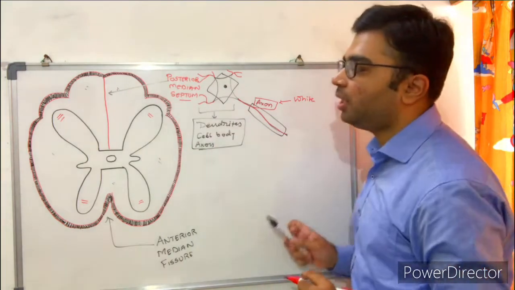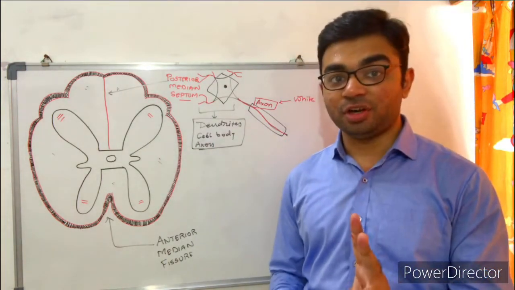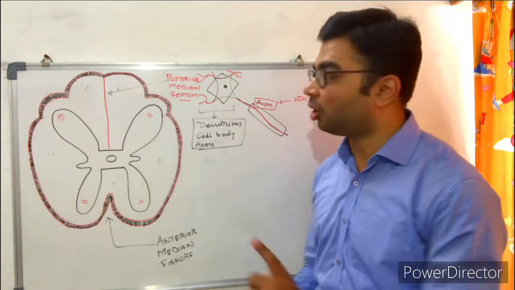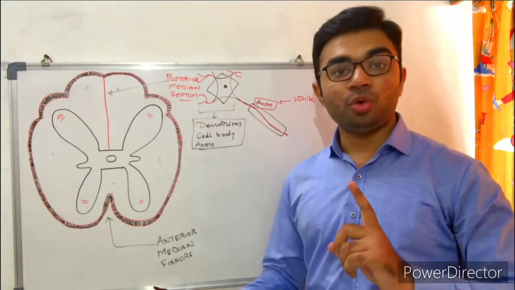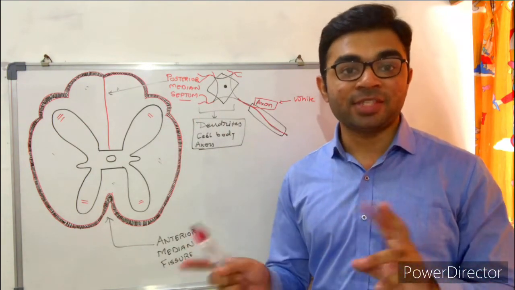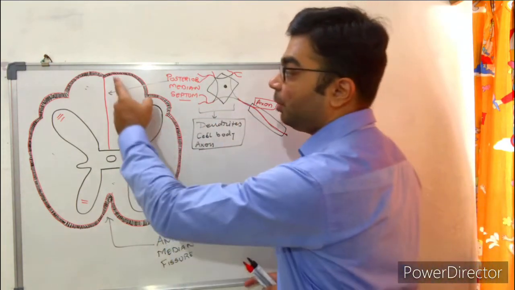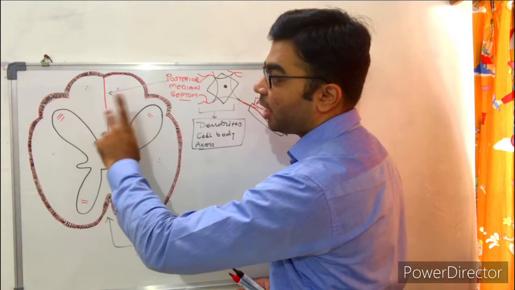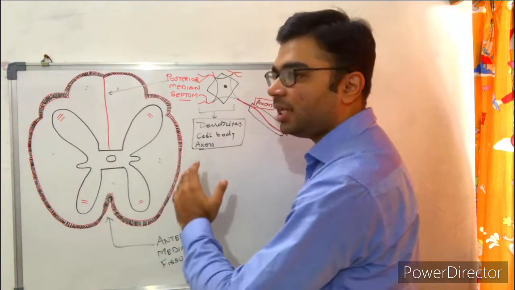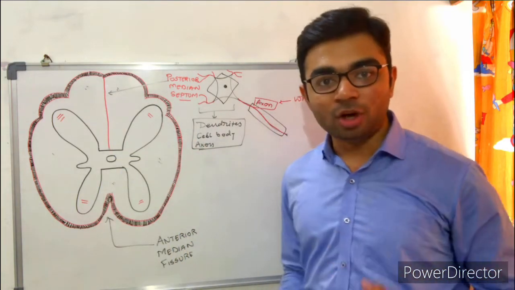This is the posterior median septum. The second feature of the transverse section of the spinal cord that will help you to identify the right and the left sides is the posterior median septum, which divides the right half as well as the left half of the spinal cord.